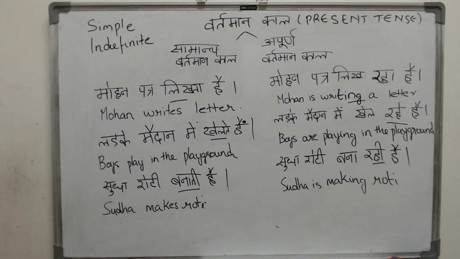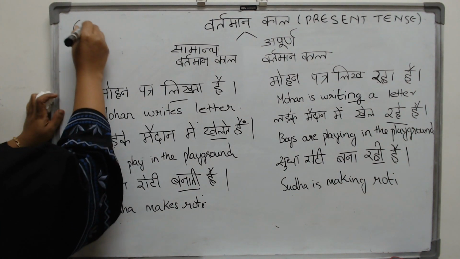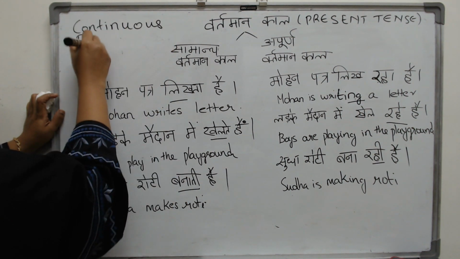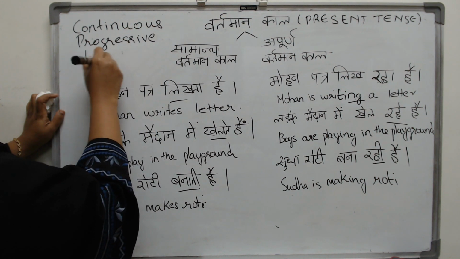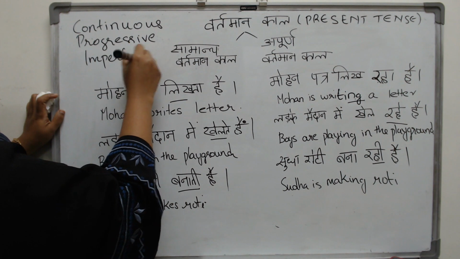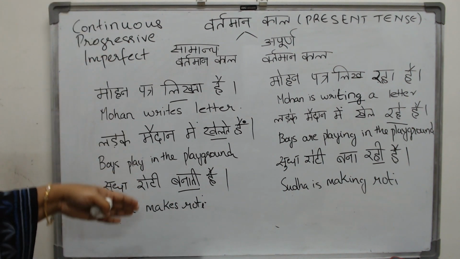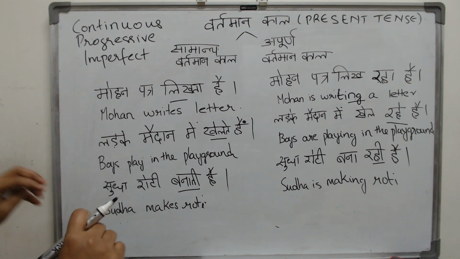But what can you say? The action has started and at present it is happening. So that is why in English we call it by many names actually. It is called the continuous present tense or the progressive present tense, or sometimes the imperfect present tense. Why? Because the action is continuing, ing, it is right now happening. The action is progressing right now, but then it is imperfect because it has not yet finished.